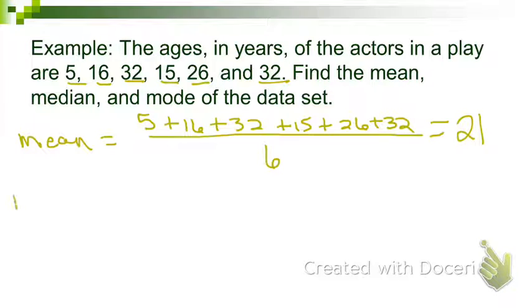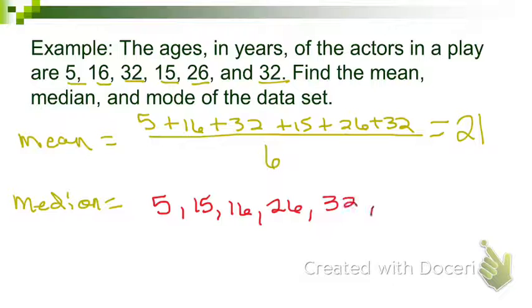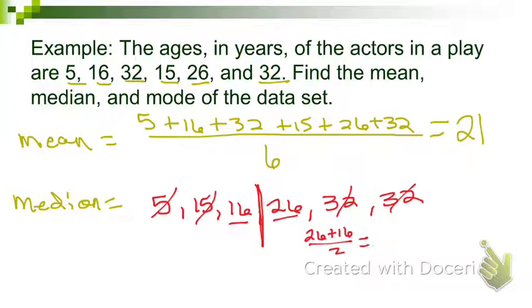All right, so that's the mean. The median, we're putting them in order. So I want to put them in order first. So I have 5 is the smallest, and then it looks like 15, then 16, then 26, then 32, and then another 32. And what you do is count from each end to find the middle. So 1 there, 1 there, 1 there, 1 there. And then if you go from here to here, you're right in between the 16 and 26. So if you don't land on an actual number, you add those two numbers together and divide by 2.